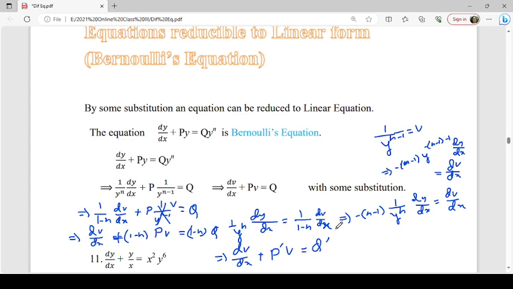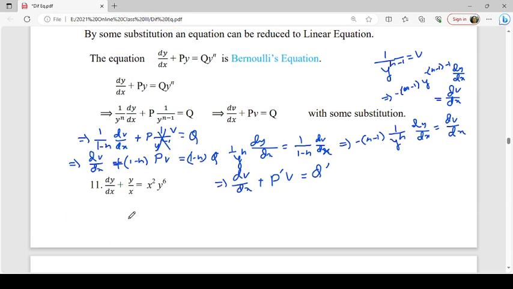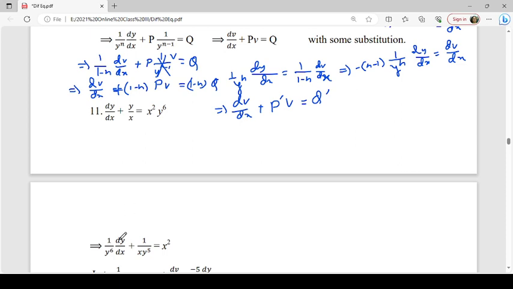So let us see this example. Here dy dx plus y by x is equal to x square, so this is q, and y to the power n. So n is 6 here. So what we will do now is divide by y to the power n. So it is 1 by y to the power 6 dy dx plus 1 by x into y to the power 5 is equal to x square.